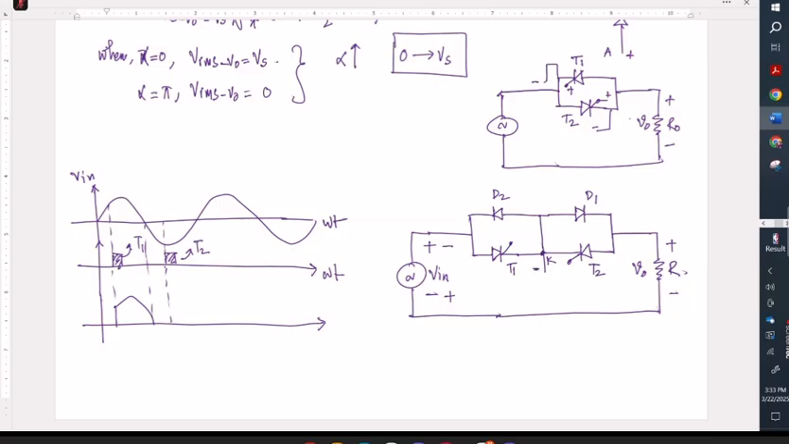So if you put a positive gate pulse here, this thyristor will turn on. And since the common cathode is here, if you put a positive gate pulse here, it will be turned on, right? Okay. So to turn on these two at the same time, we just need to switch it on at their common cathode. So that is why we take this.